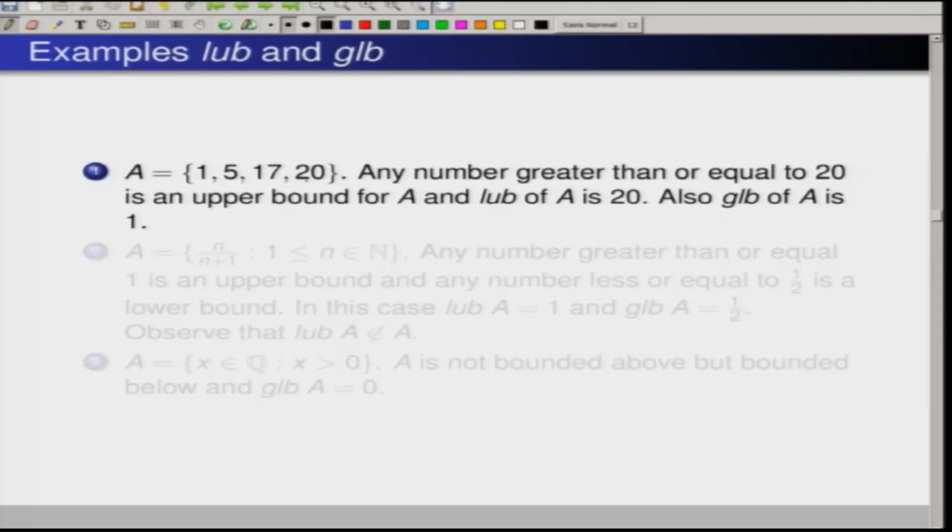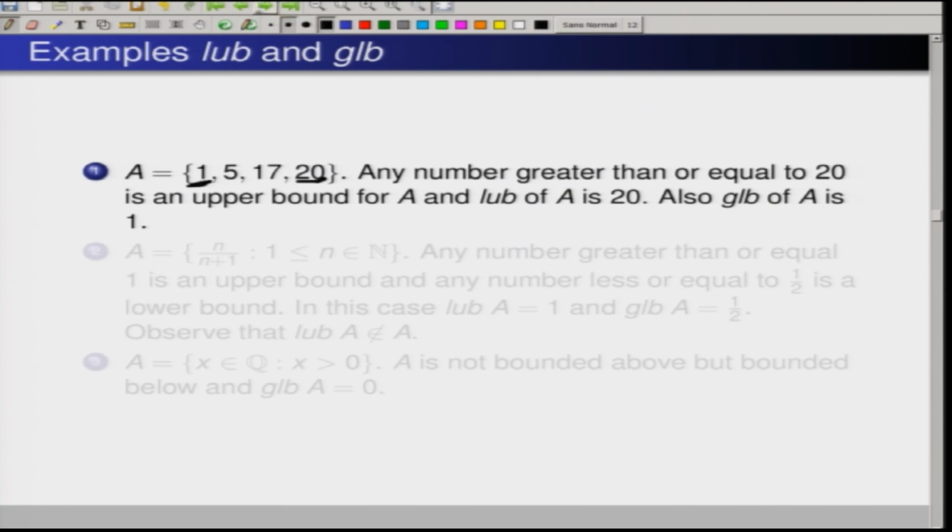So, let us see an example of the least upper bound. If you take A to be 1, 5, 17, 20, this is a set which is bounded above as well as bounded below. Now, the upper bound can be 30, the upper bound can be 40, but the least upper bound is going to be 20. Similarly, the greatest lower bound is going to be 1.